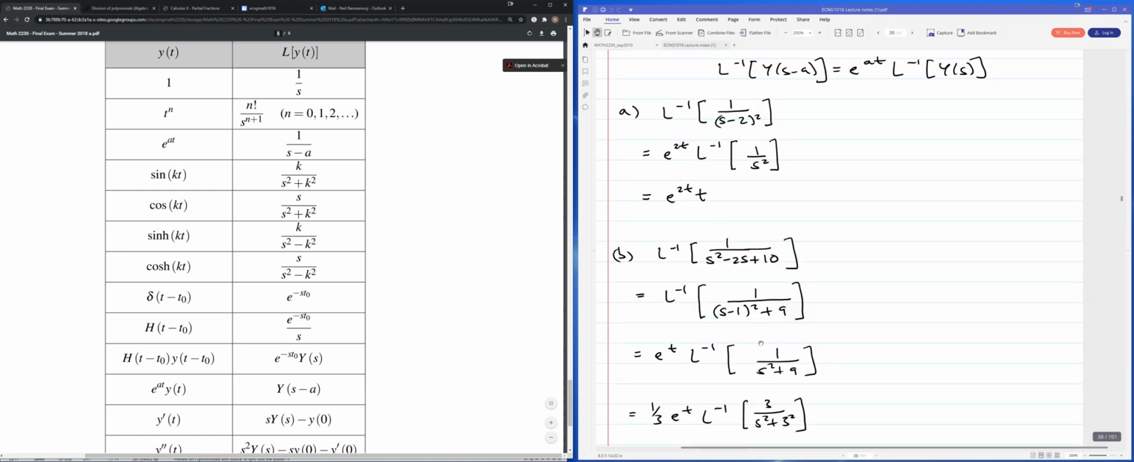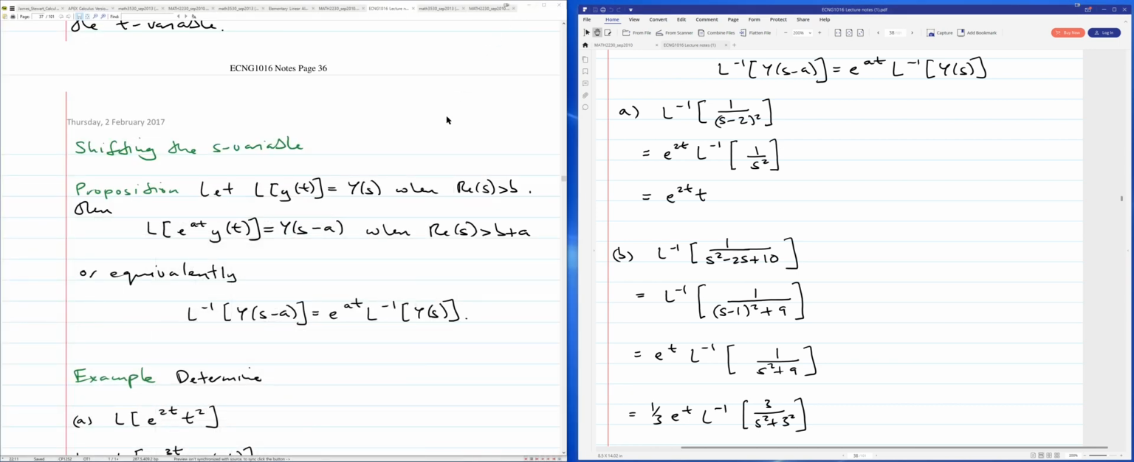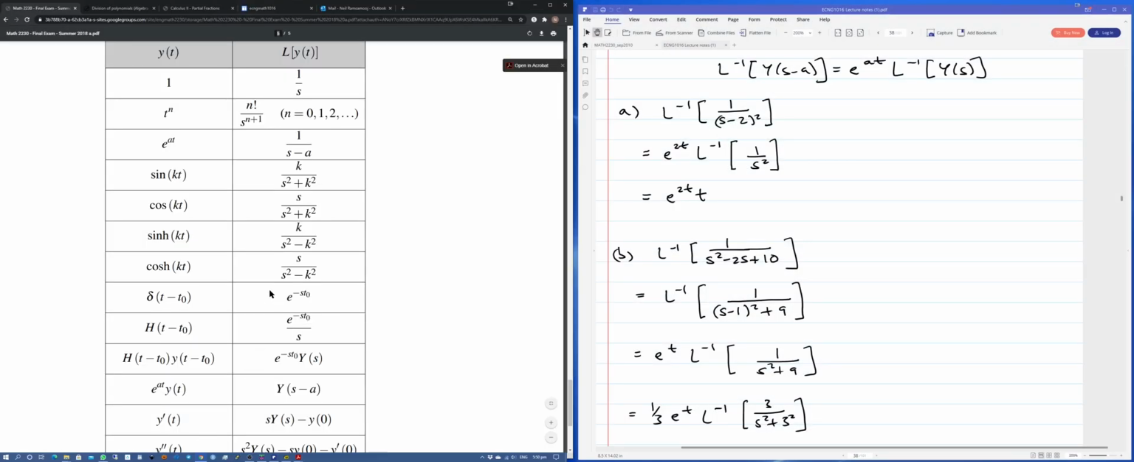Okay, so let's see our next example of using this shifting formula in the case of the inverse Laplace transform. I want to get Laplace inverse of this. Now this one is particularly useful, because I want to get Laplace inverse of 1 over a quadratic. In your tables, the quadratics in the denominator are s squared plus a constant or s squared minus a constant. Notice that here I have a term in s, which is not present in, say, s squared plus k squared.